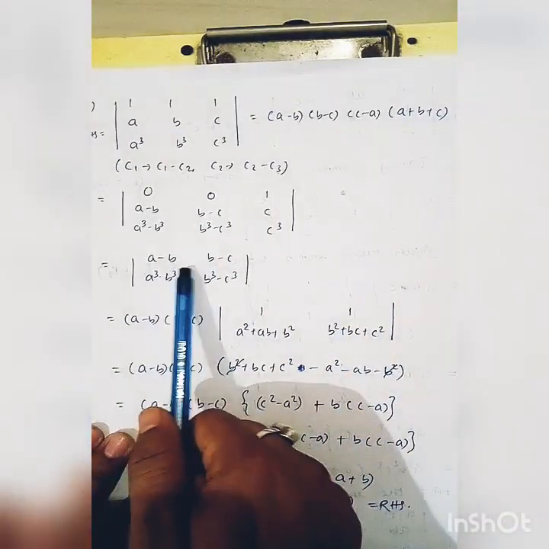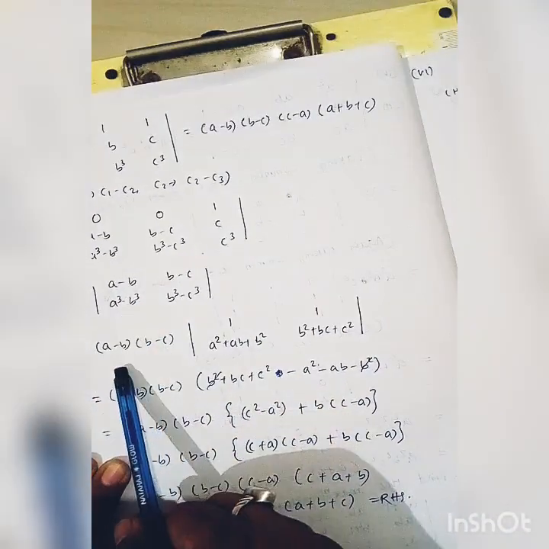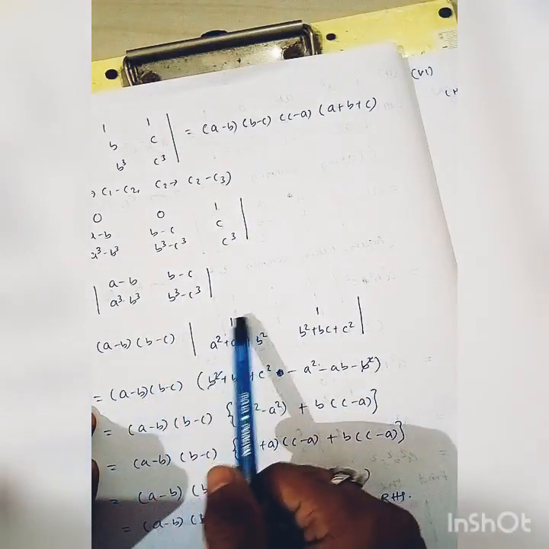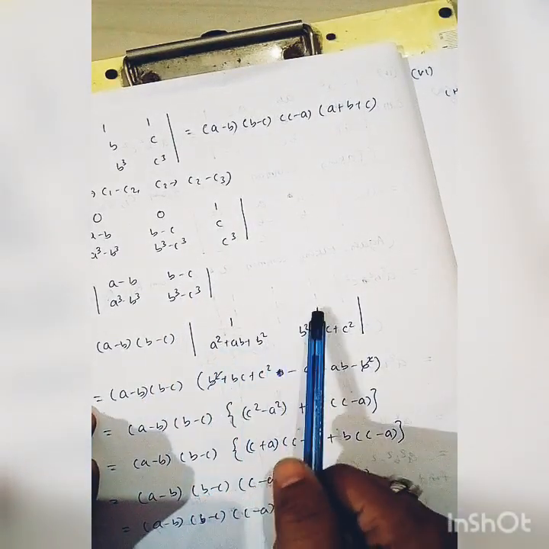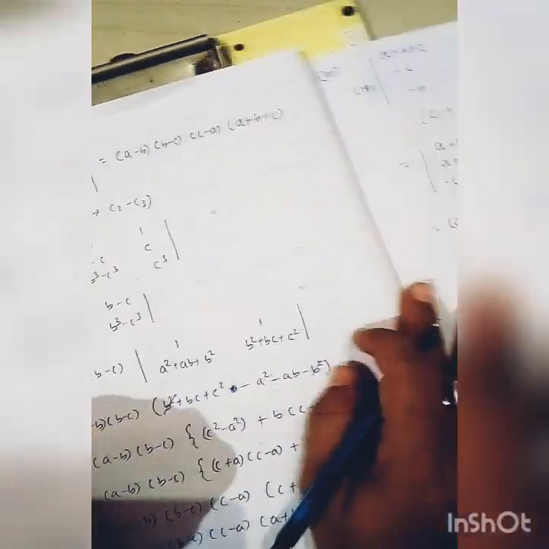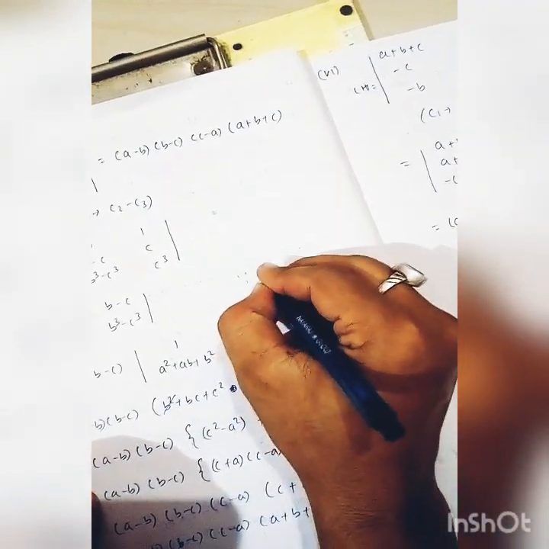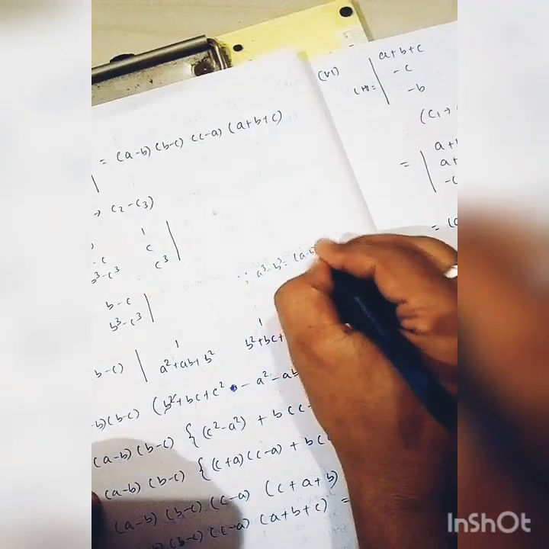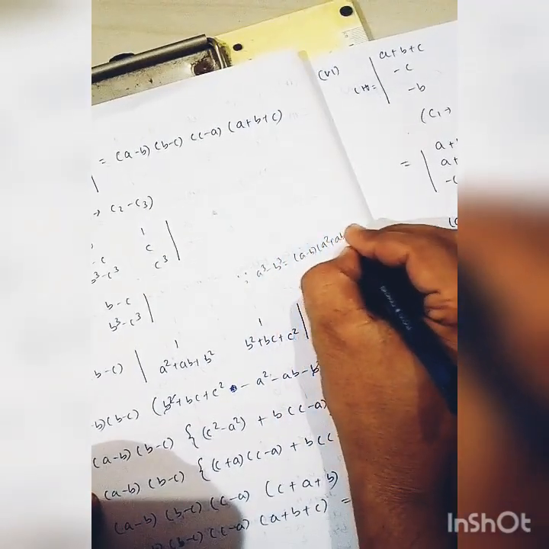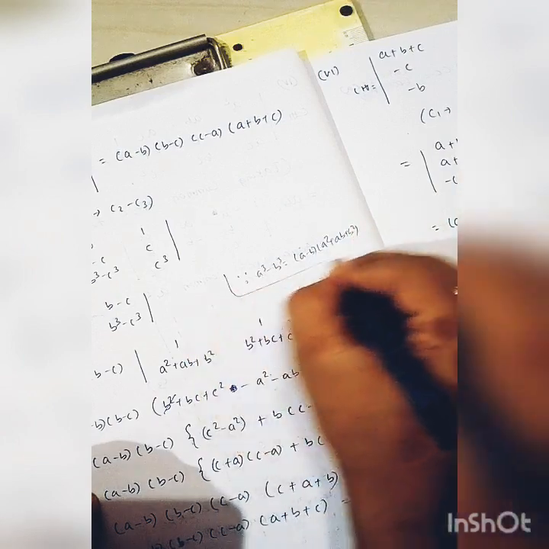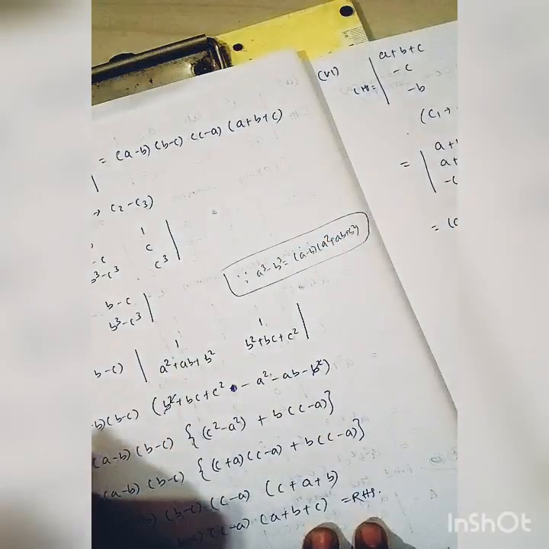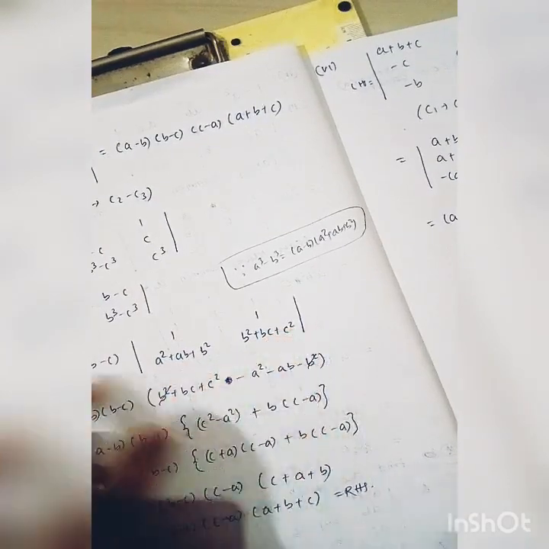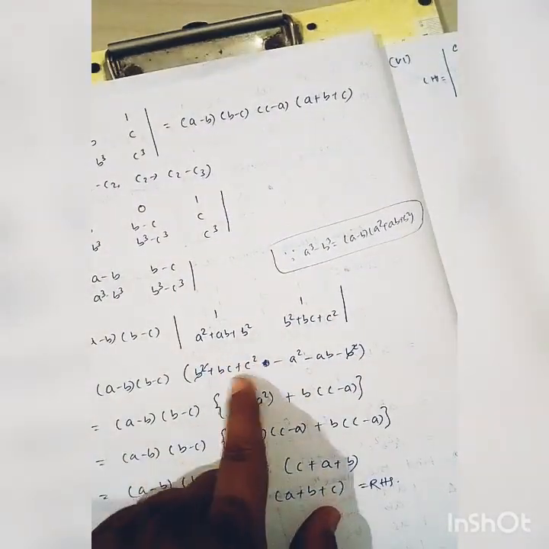Again taking common a minus b from column 1 and b minus c from column 2, it is a minus b, b minus c. It is 1, a square plus ab plus b square, 1, b square plus bc plus c square. Since a cube minus b cube equals a minus b whole into a square plus ab plus b square. So it is a square plus ab plus b square, b square plus bc plus c square. Again by solving this we get this.